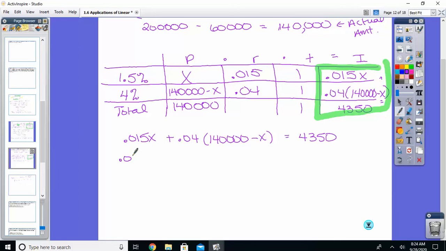So now we have our equation. We just need to solve. So 0.04 times 140,000 is 5,600, minus our 0.04x. Add like terms. So 0.015 and negative 0.04 is negative 0.025.